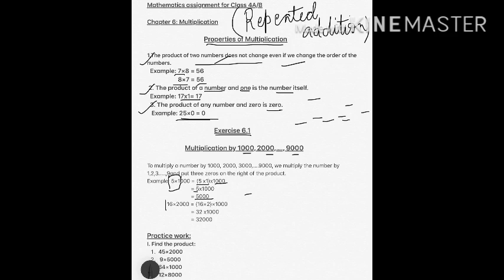Again, take the second example. 16 multiplied by 2000. So 16 multiplied by 2 first I will do here and the answer is 32. And in the answer I will simply write down 3 zeros at the end. You can do it with numbers ending with 10 or 20 also. For example, 5 multiplied by 20. How will I do it? I will first multiply 5 with 2, the answer is 10, and I will simply add one more 0 at the end like this.